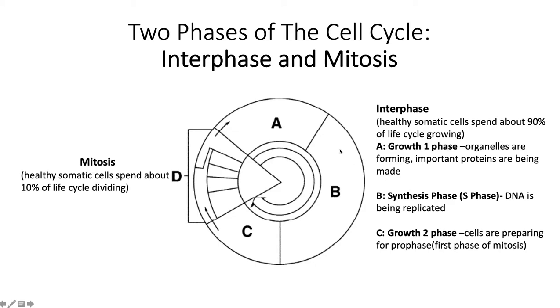And then once DNA is copied and they've gone through a certain checkpoint, the cell is going to go on to growth 2. And growth 2 is a shorter phase of interphase, but this growth 2 is where cells are preparing for prophase. They're preparing for the first phase of mitosis.